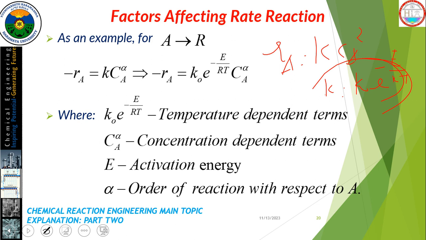So minus r_A equals k times C_A to the power of alpha. Alpha indicates the order of the reaction with respect to A. k, which equals k naught e to the power of minus E over RT, is dependent on the temperature of the system, times the concentration of A. This shows that the rate of the reaction is dependent on the temperature of the system as well as the concentration of the reactants. That's why the rate of the reaction, for a homogeneous system, is affected mostly by the pressure of the system, the temperature of the system, as well as the concentration of the reactants.